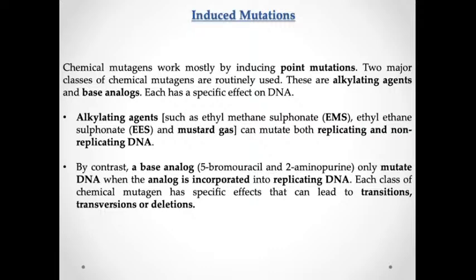With chemical mutagens, there are basically two classes, alkylating agents and base analogs, and each has a specific effect on the DNA. An alkylating agent is one such as ethyl methane sulfonate (EMS), ethyl ethane sulfonate (EES), or mustard gas that can mutate both replicating and non-replicating DNA. By contrast, base analogs only mutate DNA when the analog is incorporated into replicating DNA. Each class of chemical mutagens has specific effects that can lead to transitions, transversions, or deletions.